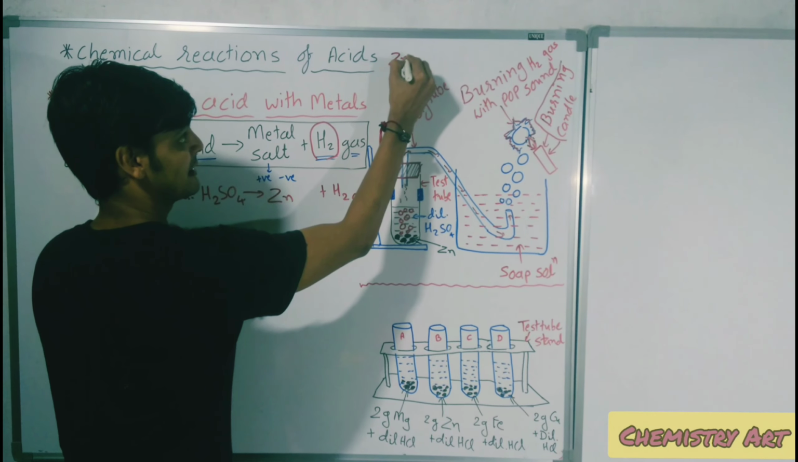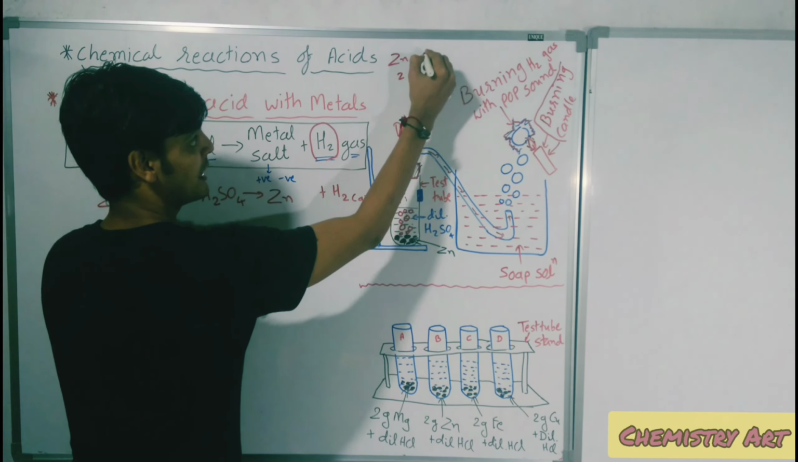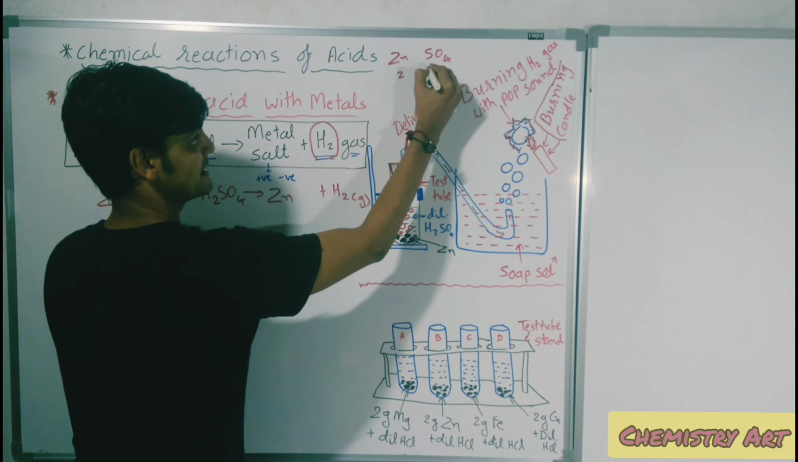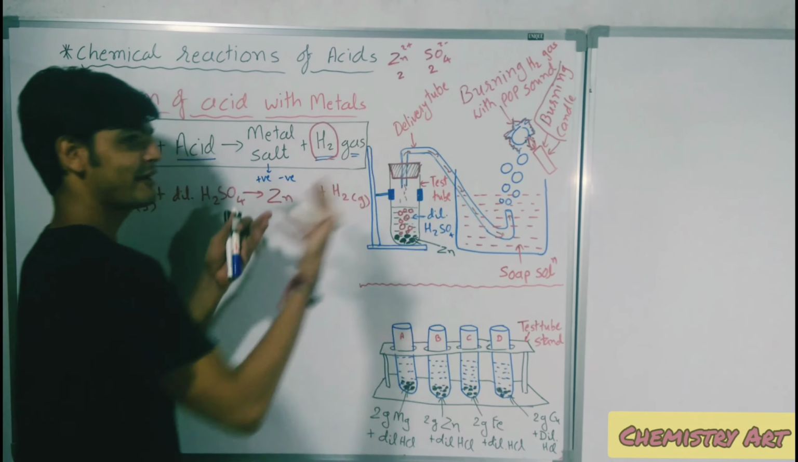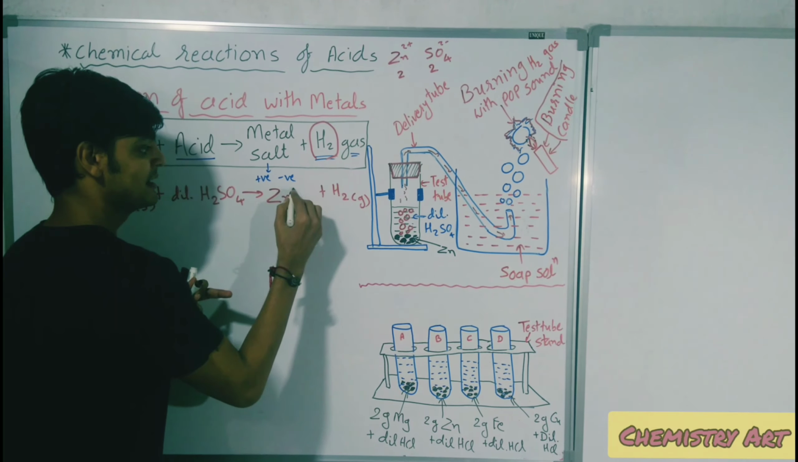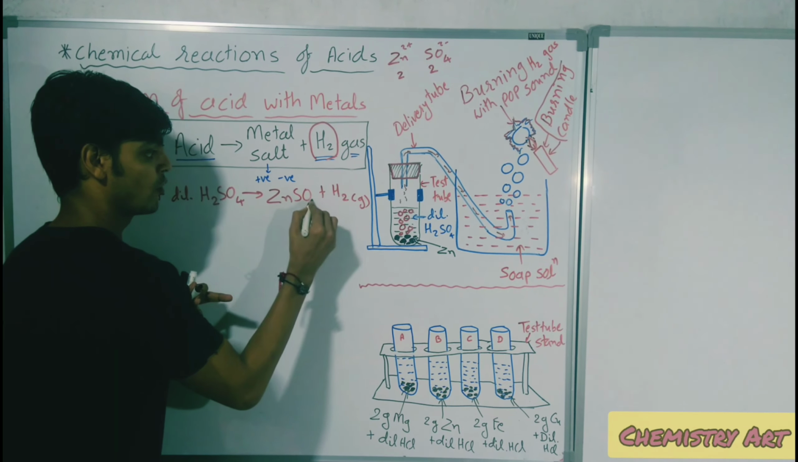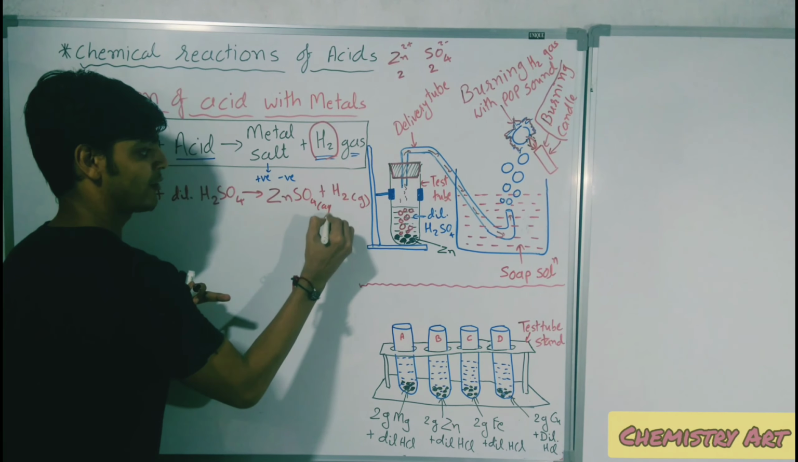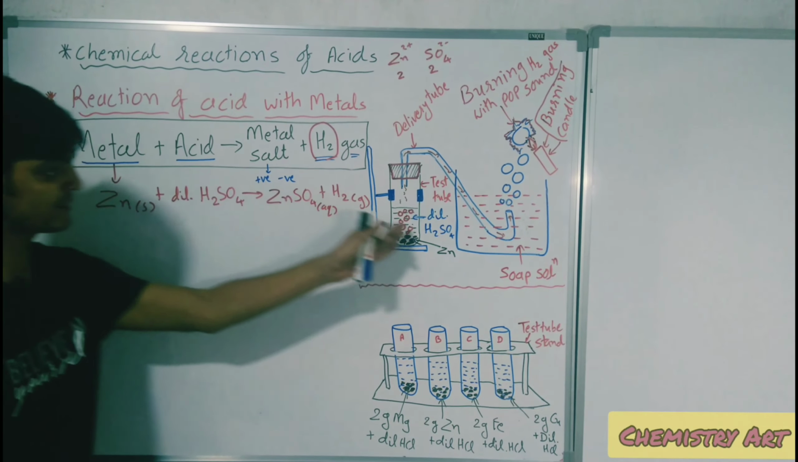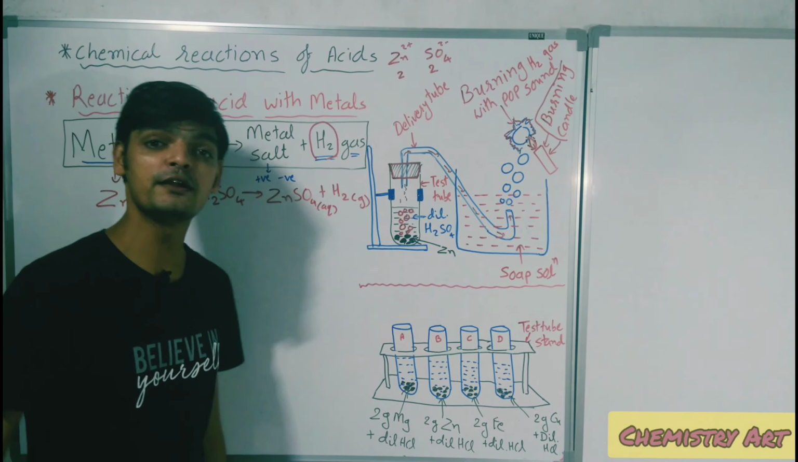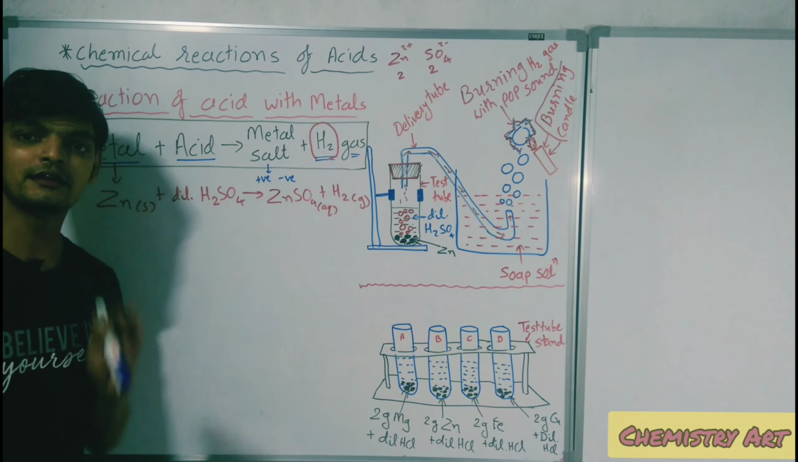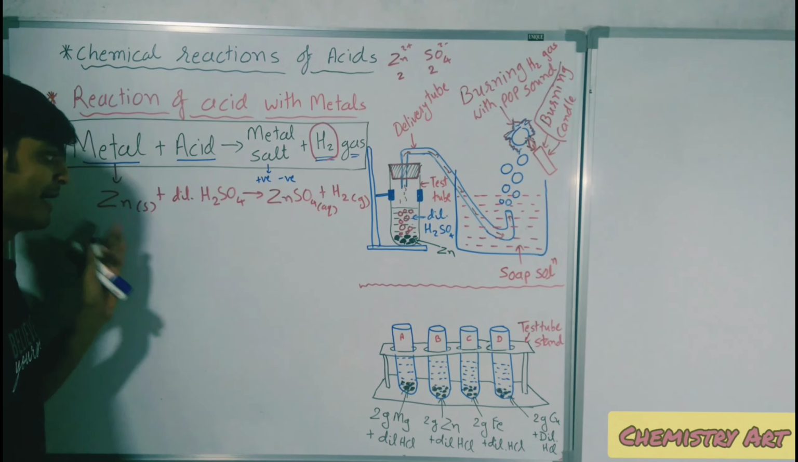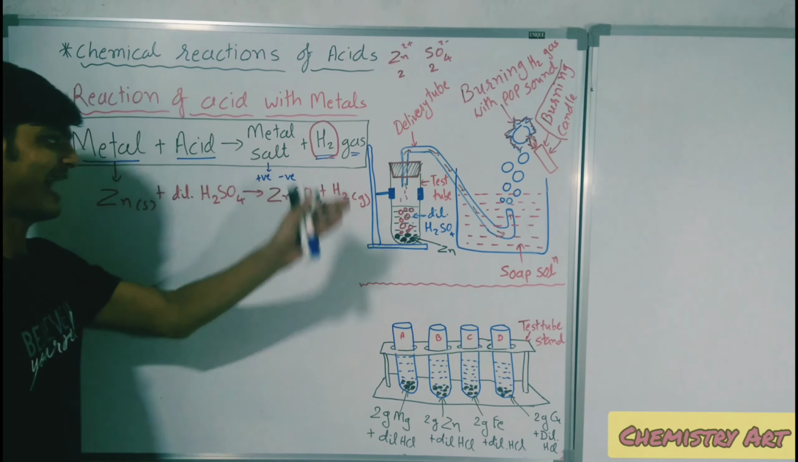See, Zn valence is +2, SO4 valence is 2 minus. Both are having the same valency, so I can write directly ZnSO4, but it is in aqueous solution. So in the solution, the zinc sulfate will be formed. Like this, you can write so many different metals' chemical reactions with acid.